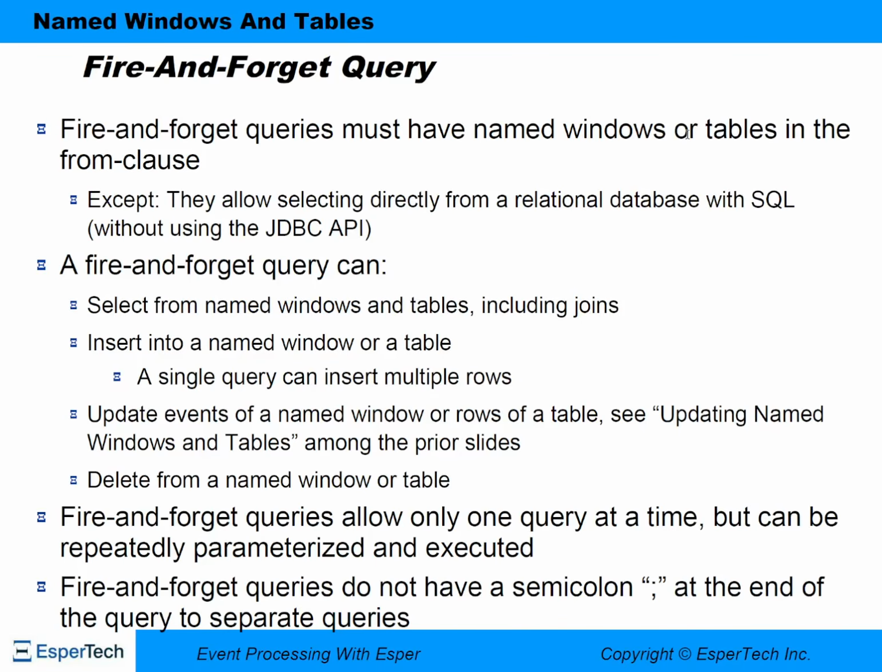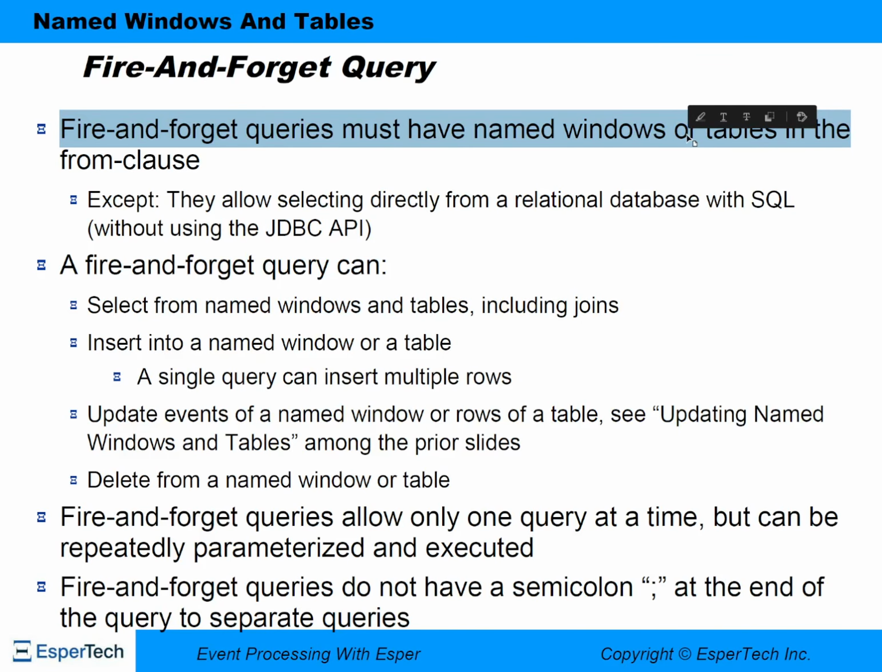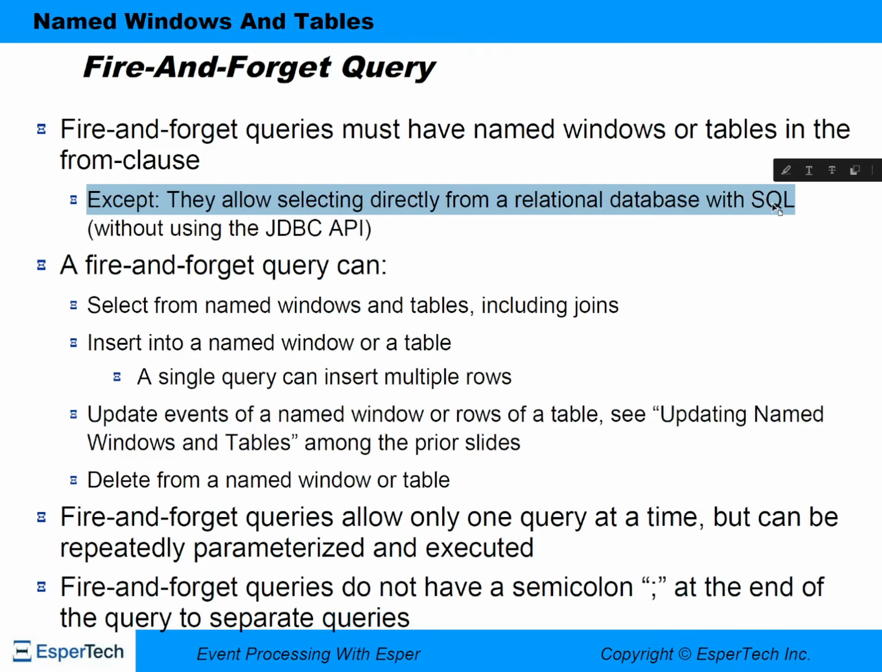Fire-and-forget queries must have named windows or tables in the from clause. Except, they allow selecting directly from a relational database with SQL, without using the JDBC API.